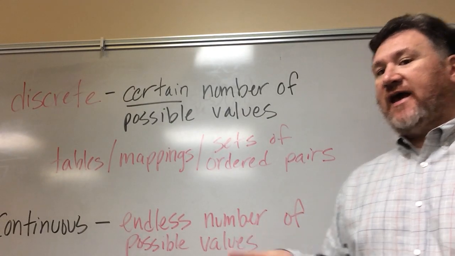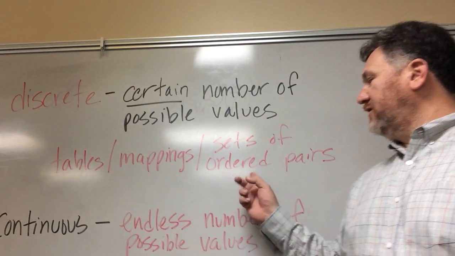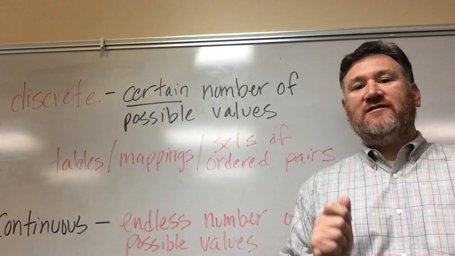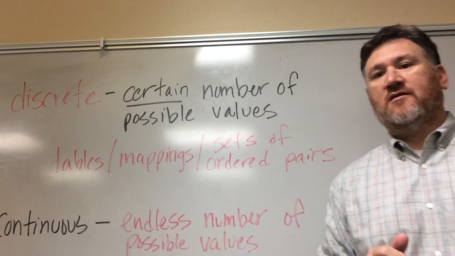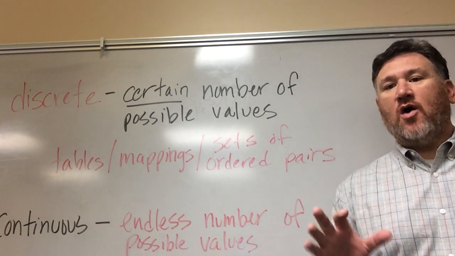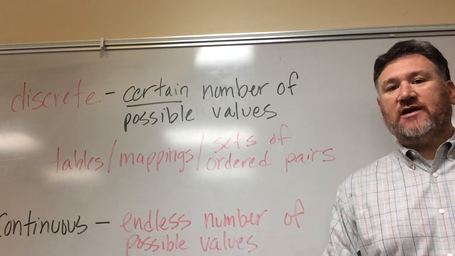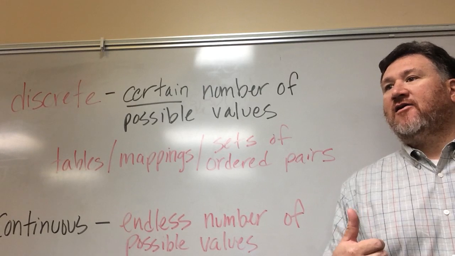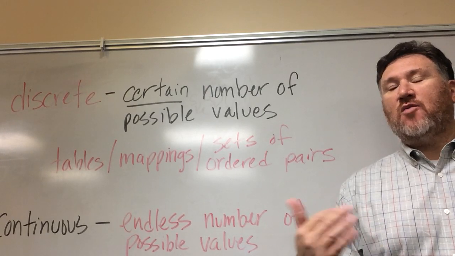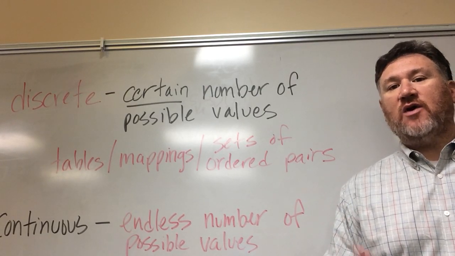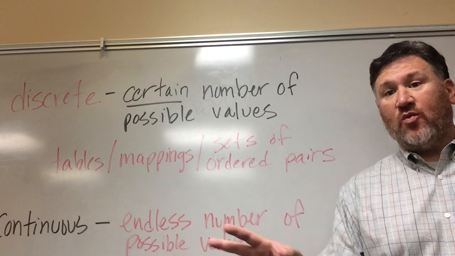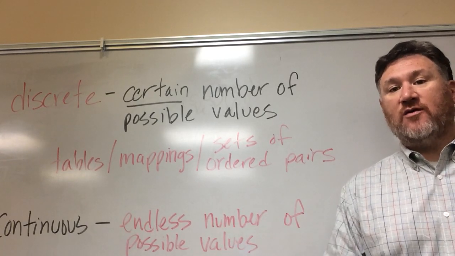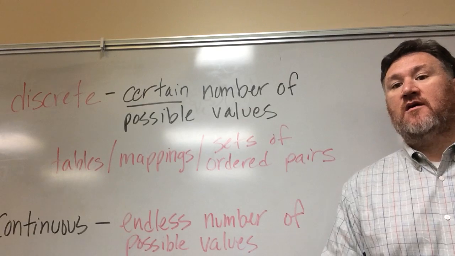Whenever you see a table or a mapping or a set of ordered pairs, these are always discrete situations. Those are the only answers that apply to that particular problem. You can't get any more answers, you can't find any more inputs or outputs except for the ones that are given to you in the table, the mapping, or the set of ordered pairs.